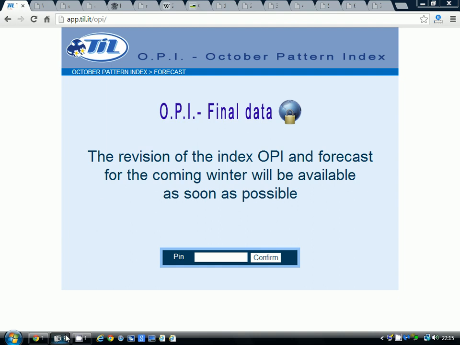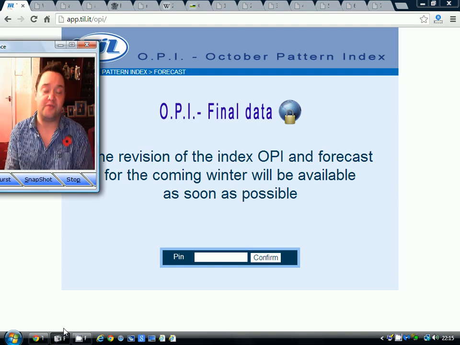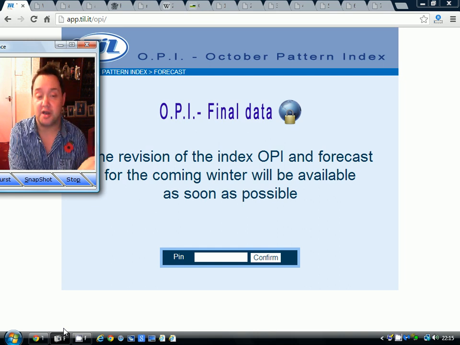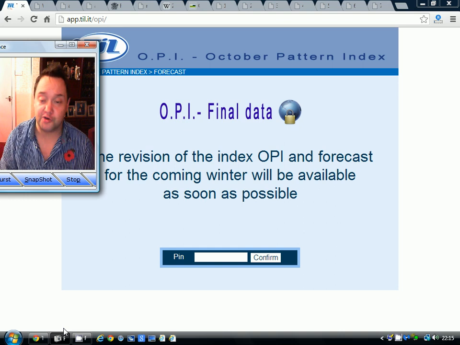So basically, what they're doing is going over all of the days through October, looking at the patterns, and coming to a final number for what the OPI was. I think it's going to be negative. We'll be on the negative side, but it's just what the number was during October. And then from that, the exact pattern that caused that number, they are going to create a forecast for winter of 2014-2015. It'll be appearing, I'm sure, on this website. Also, it'll be appearing on many forums.